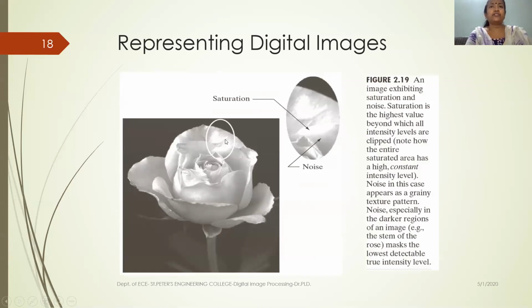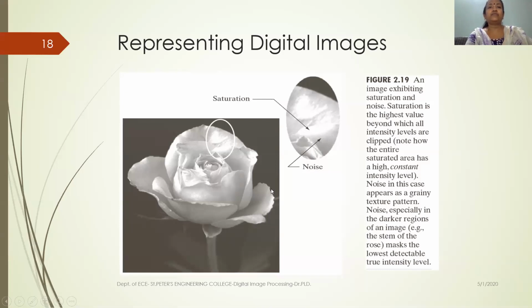So here, saturation, this particular spreading or blurring of a particular region, we'll call it saturation of that color. These are saturated colors. This particular thing you can call granular noise, or simply at this stage it's noise only. This is the noise and this one is a saturated color.